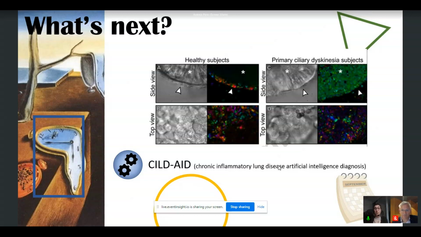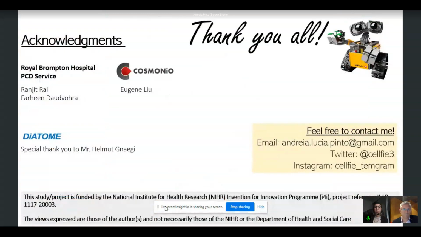So with NOUS, we hope the next stage will be to be able to analyze the cilia and the flow of the mucociliary clearance, this clearance of mucus by the cilia. We hope we can do this using these videos, and we are working on it, and hopefully we'll start on it very, very shortly.